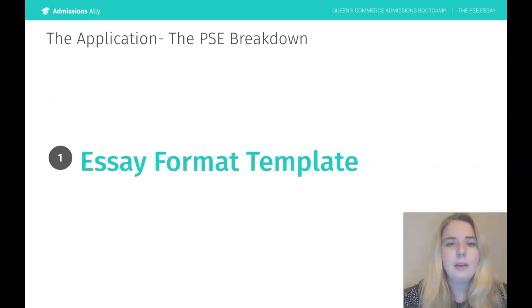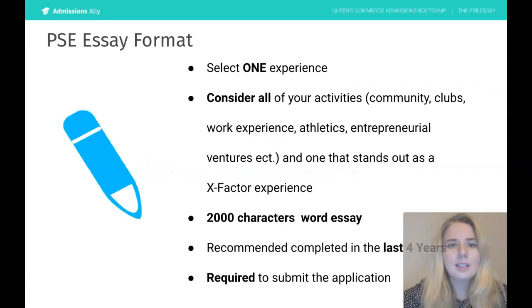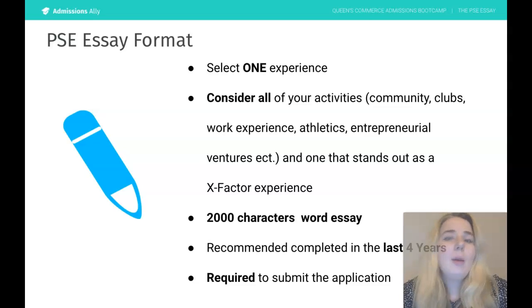So let's give you a bit of a breakdown in terms of what exactly the template is. Well, for the PSE essay, you're going to select one experience. So really think of one experience that you have partaken in, something that you have started, some opportunity where you have changed something for the better that you want to focus on. So consider all of your activities. Think of the communities that you've been involved in, the clubs, your work experiences, your athletics, if you wanted to start a business, and one that really stands out.